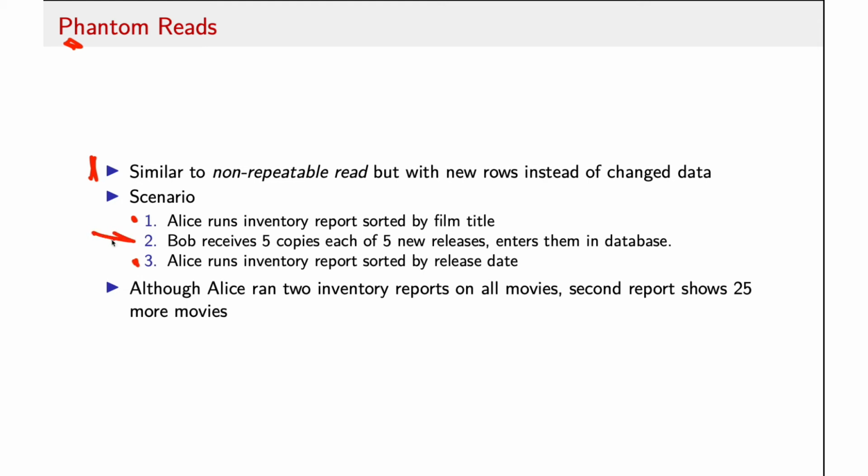And in between there, Bob is going to get 5 copies each of 5 new releases. So he's going to basically be adding new DVD titles to the database, and then Alice sees her second report. So although Alice ran these 2 inventory reports on all the movies, the second report is going to potentially show 25 new movies, 5 copies of each of those 5 new releases. Again, she would expect to have those two reads of the database give her back the same values.